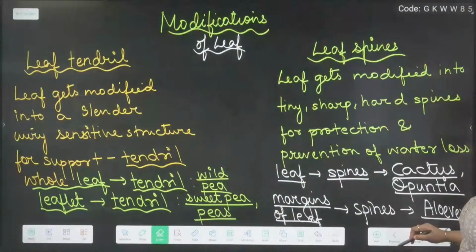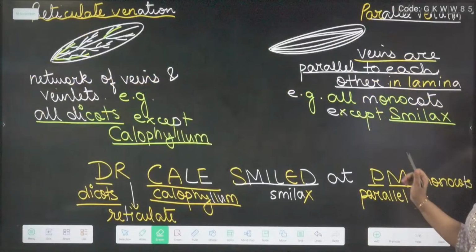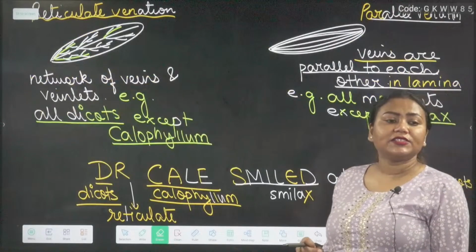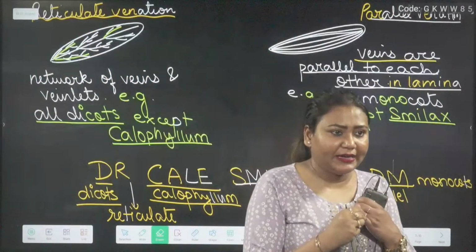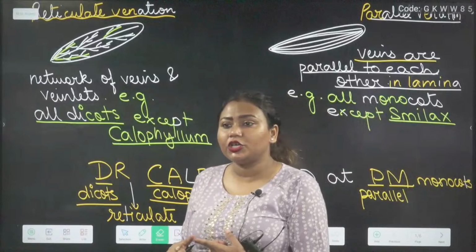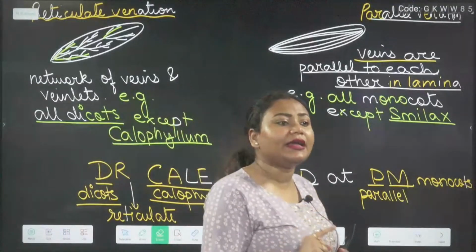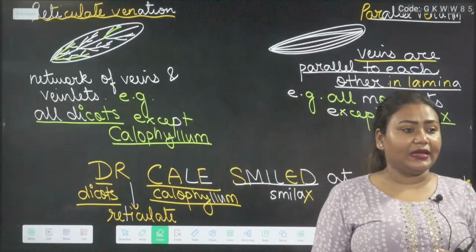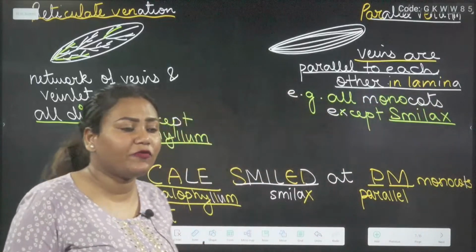Now, from the first, again we are going to do the revision. First, what did we study? We studied venation. What is venation? Venation is the arrangement of veins and veinlets. Okay, two types of venation are there. One is reticulate venation. What is reticulate venation? You have a network of veins and veinlets. Examples: all dicots except Calophyllum.